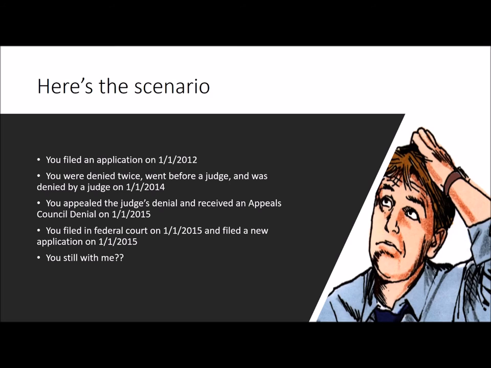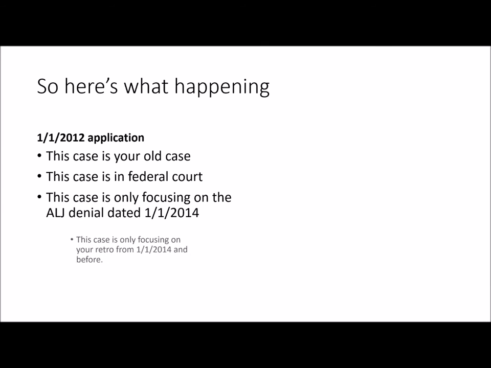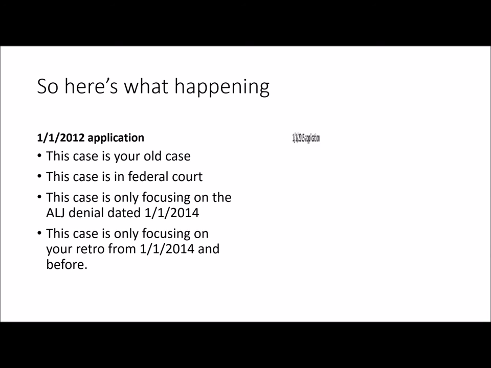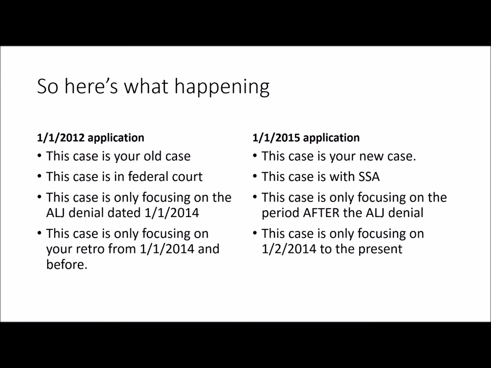You still with me? Yeah, I know it's a little confusing, but hang tight. It'll get a little bit better. All right, so we're going to continue using the examples. Let's look at what happens first. On your January 1, 2012 application, this is your old case. The case is in federal court. The case is only going to focus on January 1, 2014's ALJ denial, and they're only going to go for 2014 going backwards. The new one, January 1, 2015, that's the one in Social Security. The case is only focusing on the period after the ALJ denial. This case is only focusing on it from 1-2-2014 to the present.